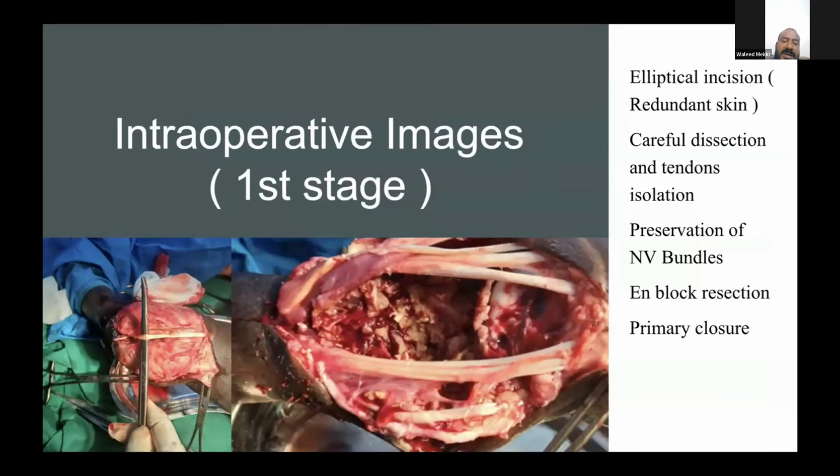So these are the intraoperative images. I did an elliptical incision to excise the redundant skin. I was very careful in dissecting the tumor, removing the tumor, and preserving the tendons and the neurovascular bundles. And finally, I was able to do an en bloc resection in line with the separation lines of the tumor.